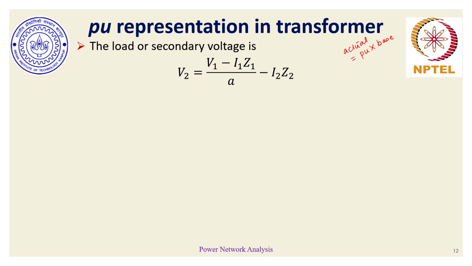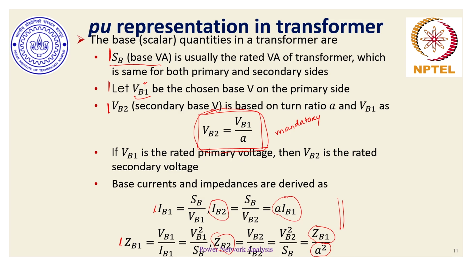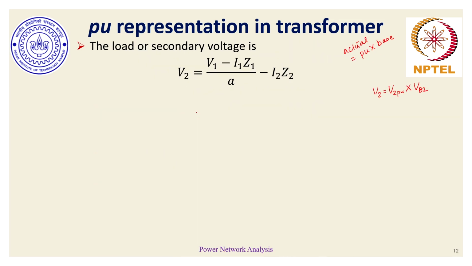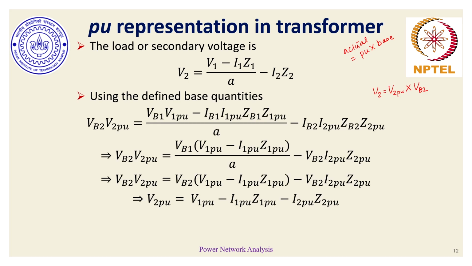So if I have to rewrite V2 in terms of per unit and the corresponding base, then V2 is going to be V2 per unit into the corresponding base, which is VB2. VB2 is as per the definition given over here. And likewise, I can also write V1 as V1 PU into VB1 and so on for current and impedances. So if we plug in all these values, we get our first equation, which is defining all my actual quantities in terms of per unit and the corresponding base quantities.